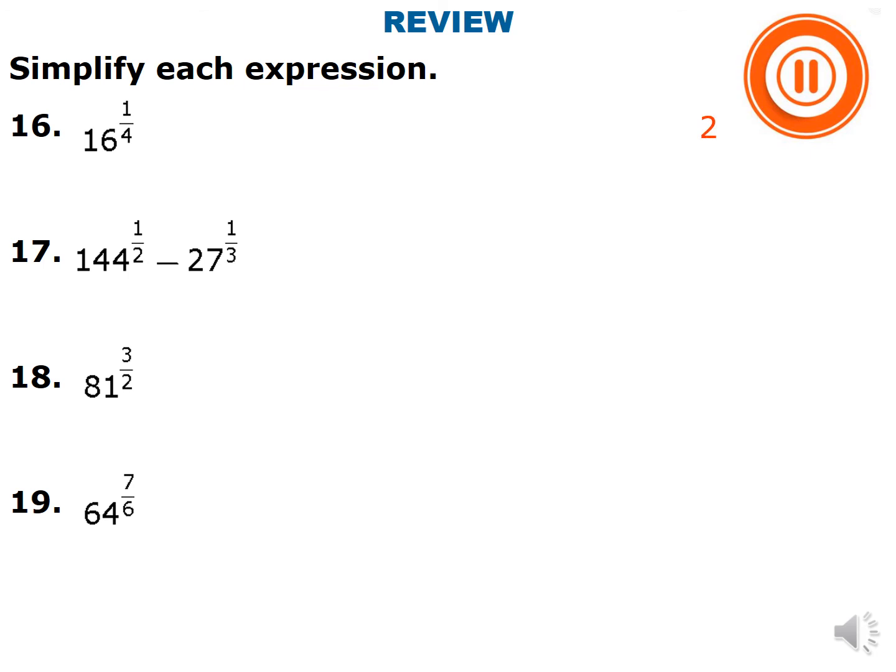Okay, so the answer to the first one is 2, because 2 times 2 times 2 times 2 is 16, and the fourth root, the 1/4 root, is 2. Okay, the square root of 144 is 12, and the cube root of 27 is 3, so the answer to the next one is 9.